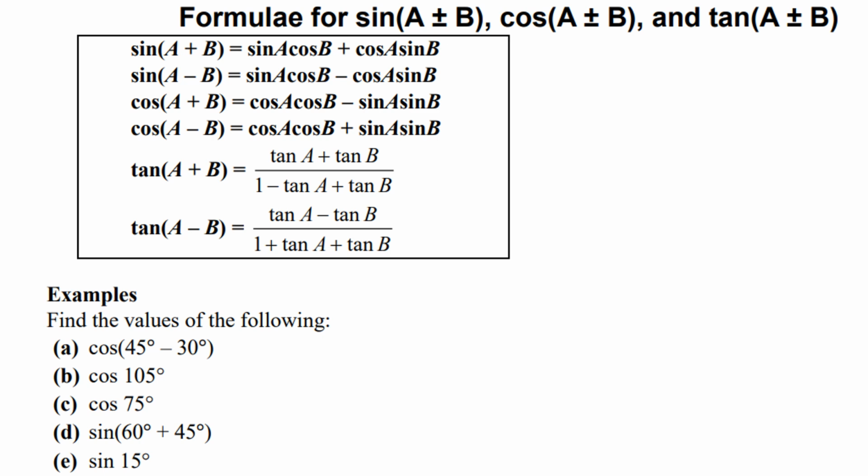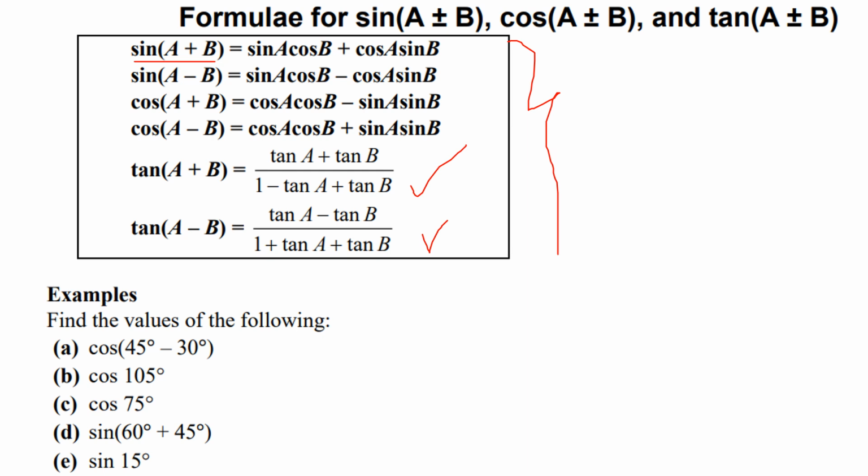Formulas for compound angles are as follows, but there was a typing error in tan A minus B and tan A plus B. But the others are okay. We are saying that sin A plus B, if you are given any trigonometry expression in the form of sin A plus B, is going to be sin A cos B plus cos A sin B.